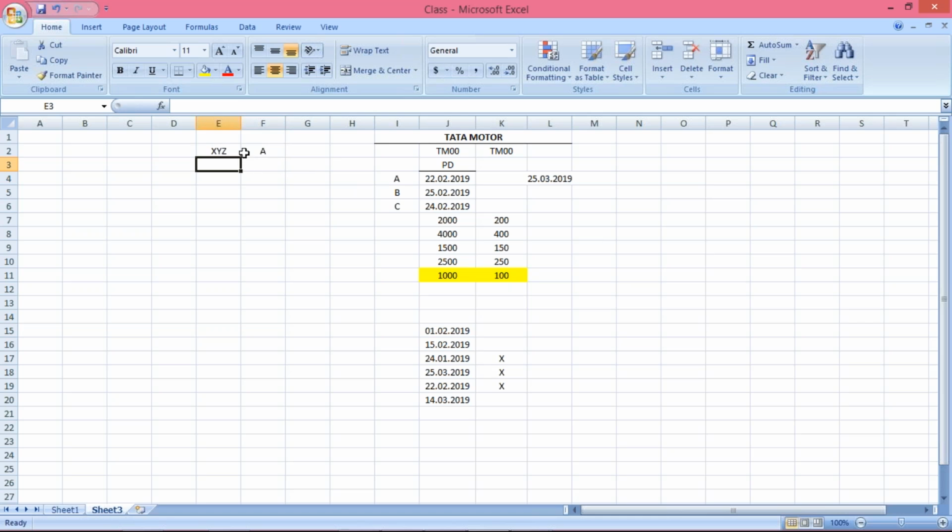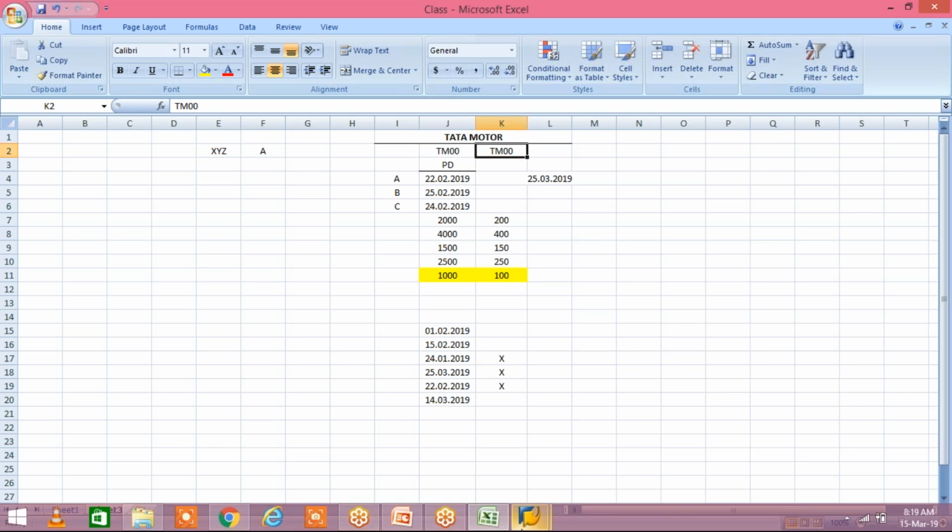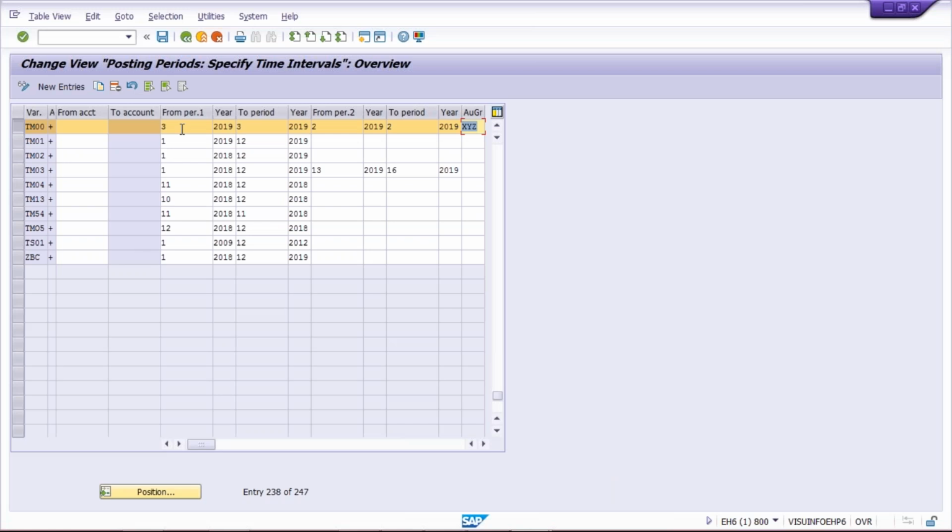Okay, user ID of A is going to be linked against XYZ. So here, if A is going to post these transactions for February month, the system will search for which company code? TM00. For which posting period variant? Again, TM00 itself is assigned, and here the system found that against TM00 the third period is open. So here no possibilities, but from period 2, already the second period is open.